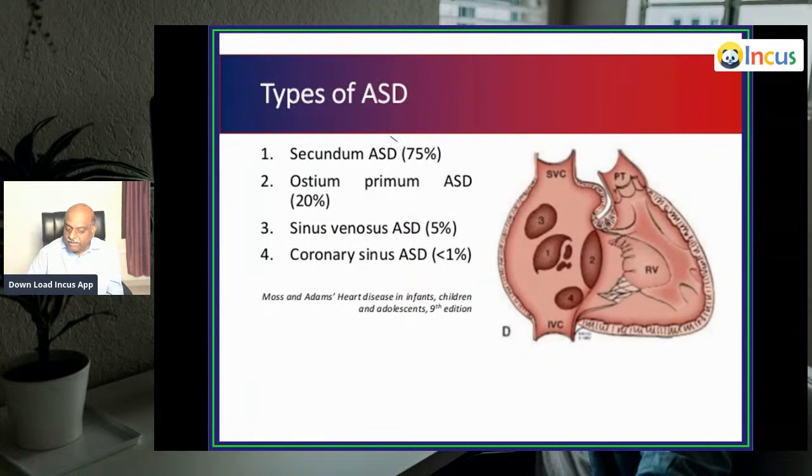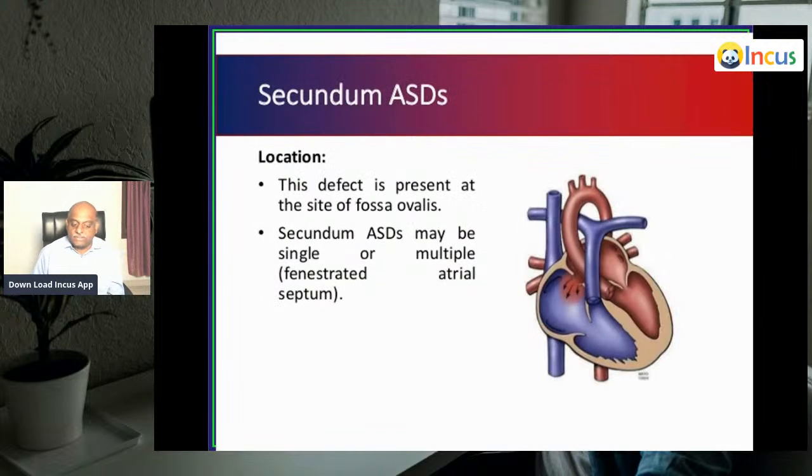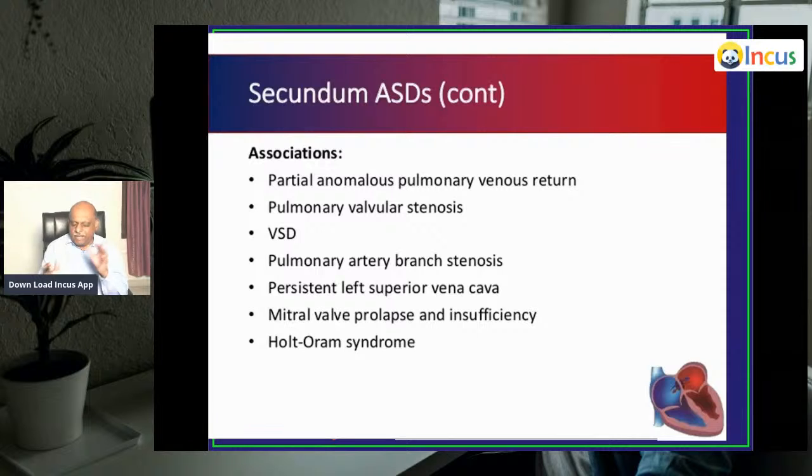Of all ASDs, secundum is 75%, and coronary sinus ASD is the least common, only 1%. Secundum ASD is typically found at the site of the fossa ovalis. Secundum ASDs are generally single or sometimes multiple. Multiple is a fenestrated atrial septum. Secundum ASD can be associated with anomalous pulmonary venous return, VSD, valvular stenosis, persistent SVC, mitral valve prolapse, Holt-Oram syndrome, anything can be associated.